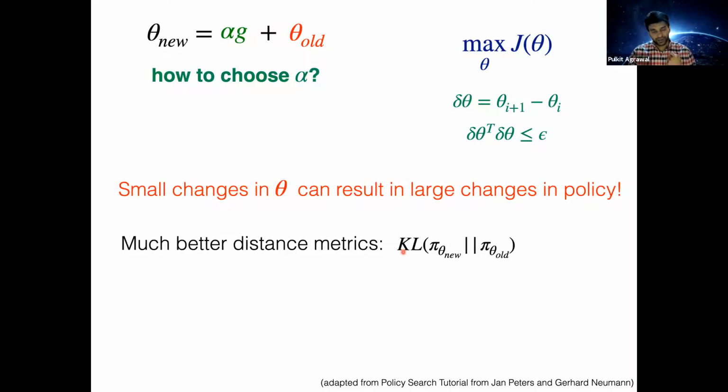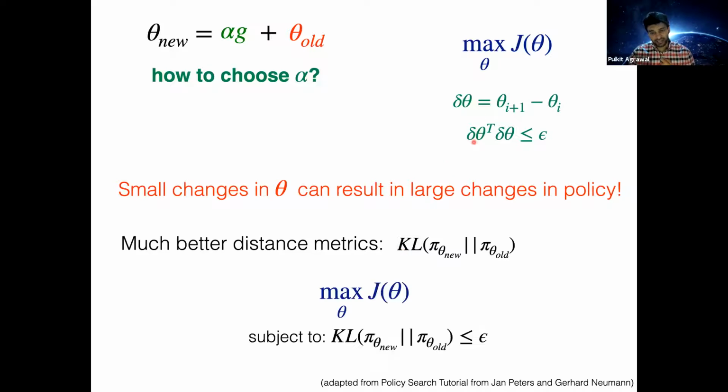So what we can say is, instead of putting the constraint at the parameter level, I want to maximize my sum of rewards subject to the constraint that my policies are not changing too fast. This is a much more precise notion than constraining the parameters directly, because now I'm constraining how the policy is changing. And if I constrain that, I can guarantee the policy is not changing too fast. But if I only constrain the parameters theta, I really don't have any guarantees on how fast the policy is changing.